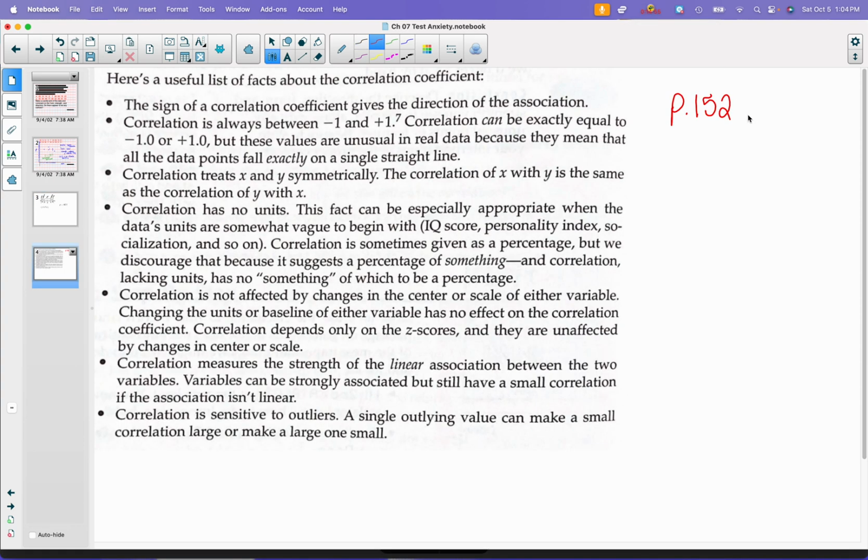On page 152 in your textbook, there are some properties of correlation. Again, keep in mind that R is called the correlation coefficient.